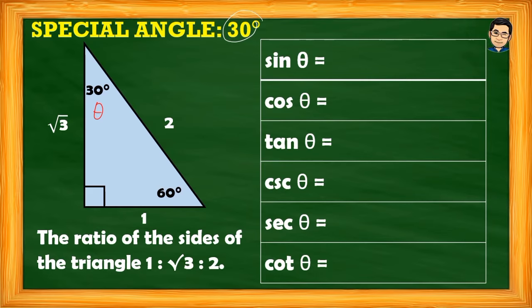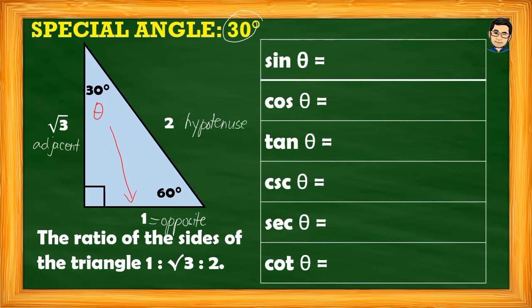So kung ang theta natin is 30 degrees, ano ang kanyang opposite side? Siyempre, ito po mismo. Ayan, ito ang kanyang opposite side, yung 1. Label natin itong opposite side. Kung yan ang opposite side, nasaan ang adjacent side? Siyempre, nandito po. Next, ang 2 naman ang magiging hypotenuse.